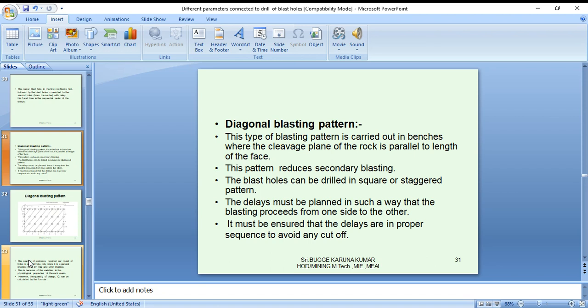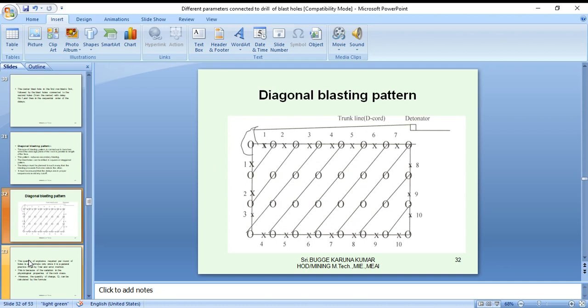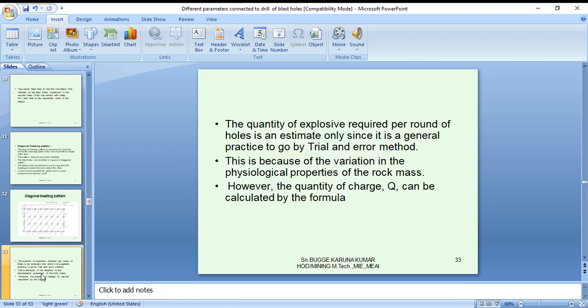This is the diagonal type of pattern. You can see the figure here, the diagonal pattern. Here the square pattern of the drill holes is there, but they are connected in a diagonal nature. So one is here, two is here, three here, four here, five here, six here, and seven. This is eight, this is nine, and this is ten. So this is one methodology of diagonal line patterns.